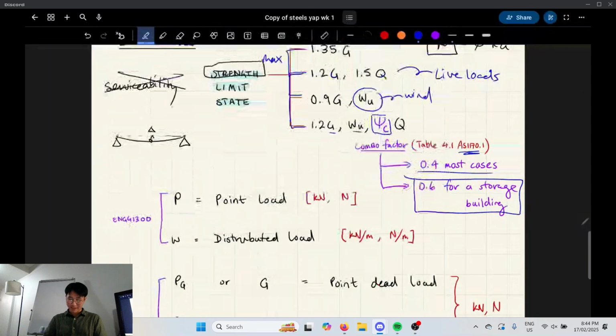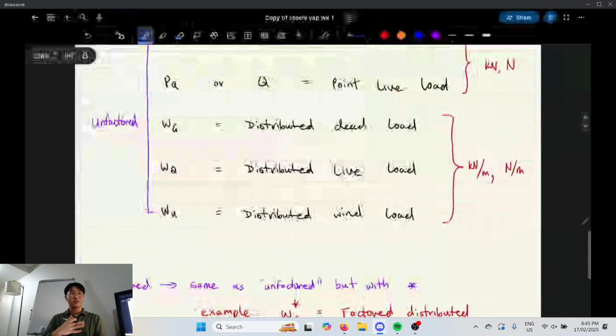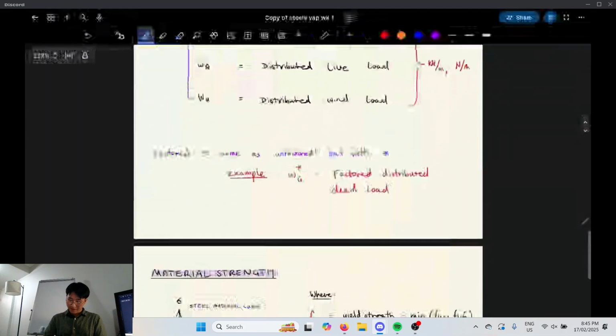So I'm just going to skip over this stuff. This is just for context. Units, notation, things like that are going to be here. Things are unfactored unless they have a star next to them, in terms of external loads. And if you do have a star, it will be factored.